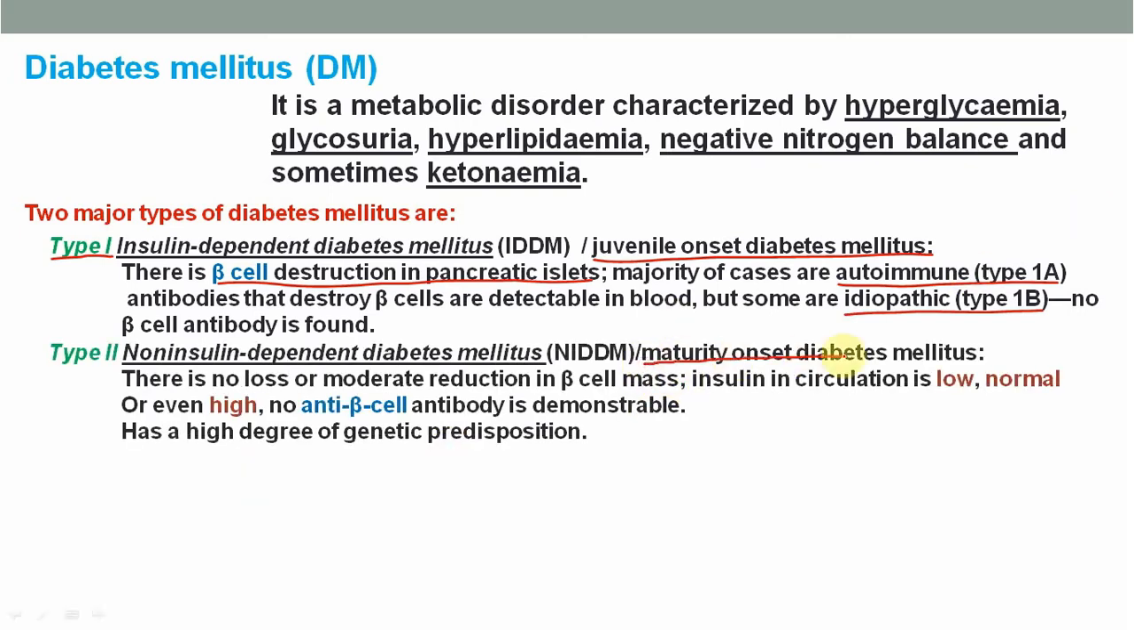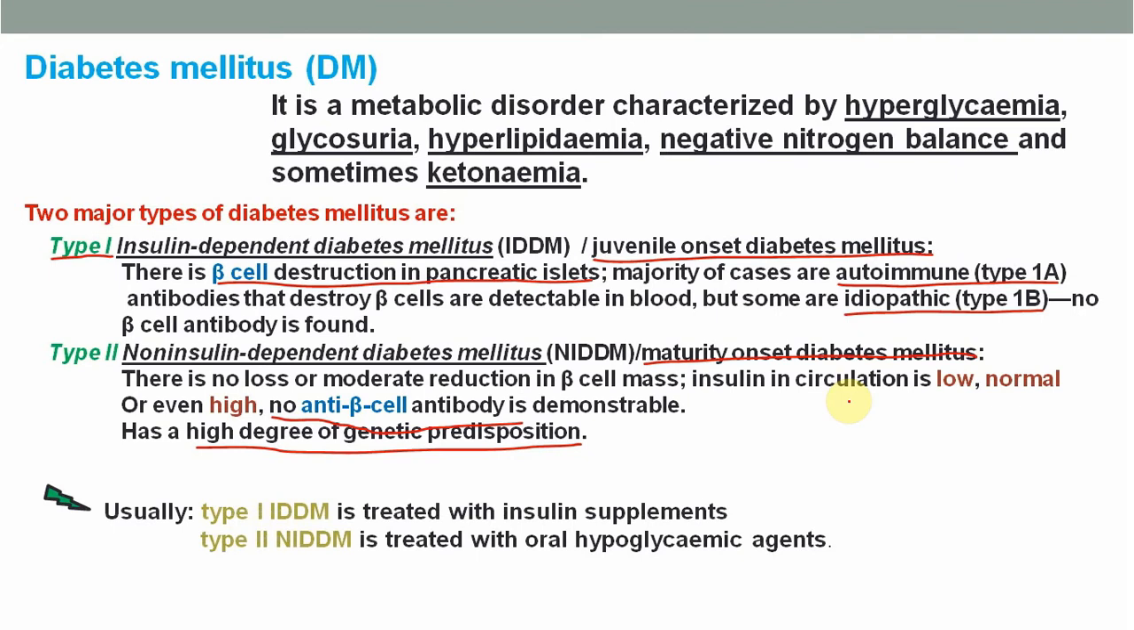Type 2 is also called maturity onset diabetes mellitus. There is no loss or only moderate reduction in beta cell mass, but the insulin in circulation is either normal, low, or even in some cases high. There are no anti-beta cell antibodies and there is a high degree of genetic predisposition. In this, the cells do not respond to the insulin. Usually type 1 diabetes mellitus is treated with insulin supplements, and type 2 is treated with oral hypoglycemic agents.